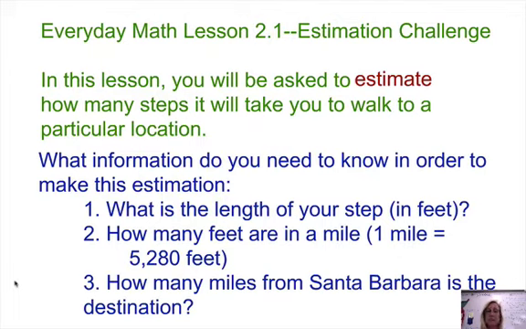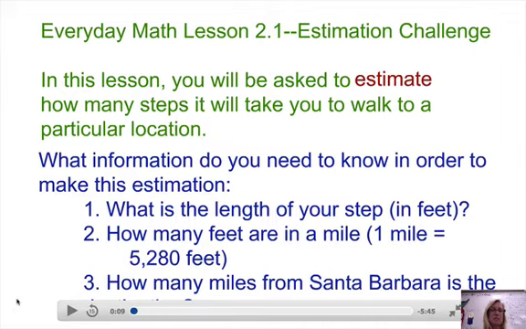And then the second thing you need to know, how many feet are in a mile? We know that's 5,280 feet. And third, how many miles is it from Santa Barbara to the destination that we're going to choose? And I picked San Luis Obispo just because it's someplace relatively nearby that you may have heard of.